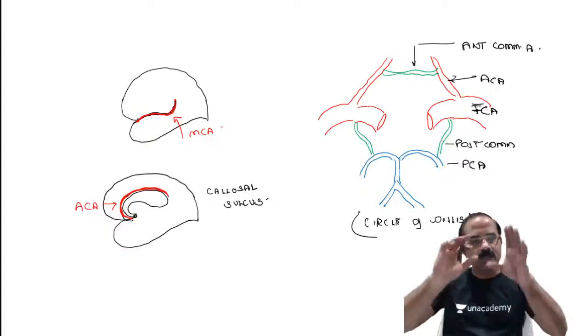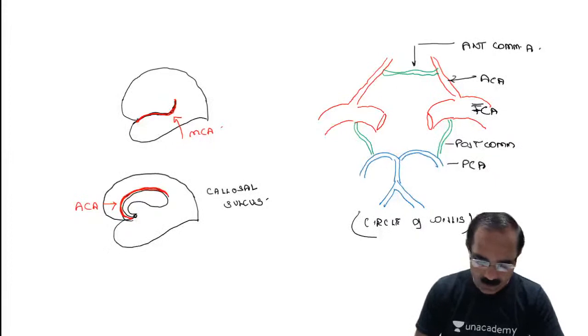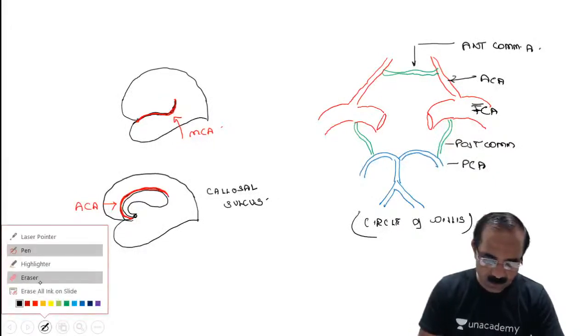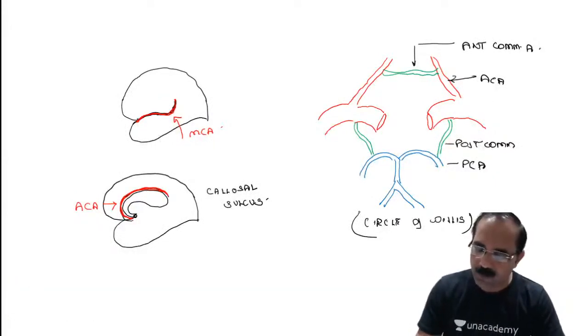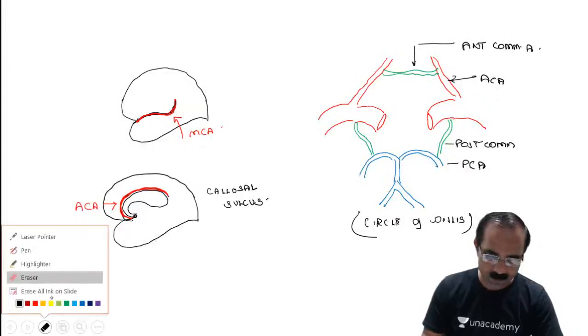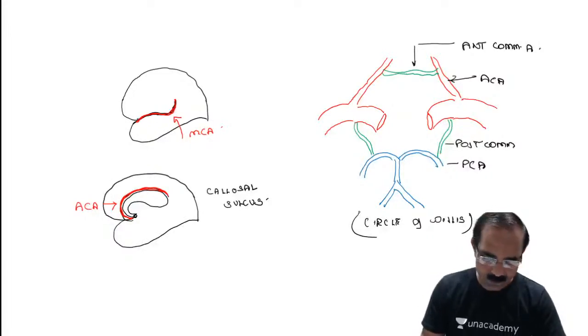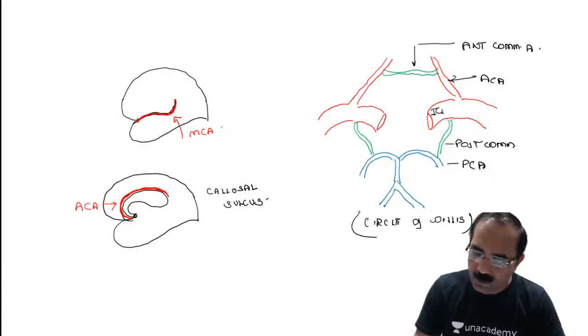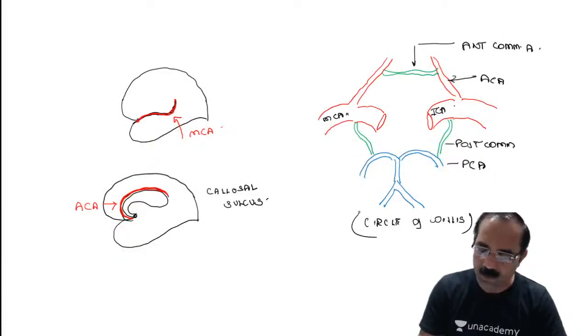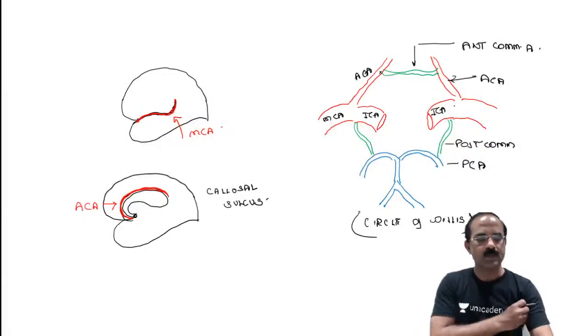Okay. So tell me students, the circle of Willis, sorry, this got slightly wrong. One moment, this is not the internal carotid. I'm so sorry. This is the internal carotid artery. What is this artery? Middle cerebral. Okay, that's it.